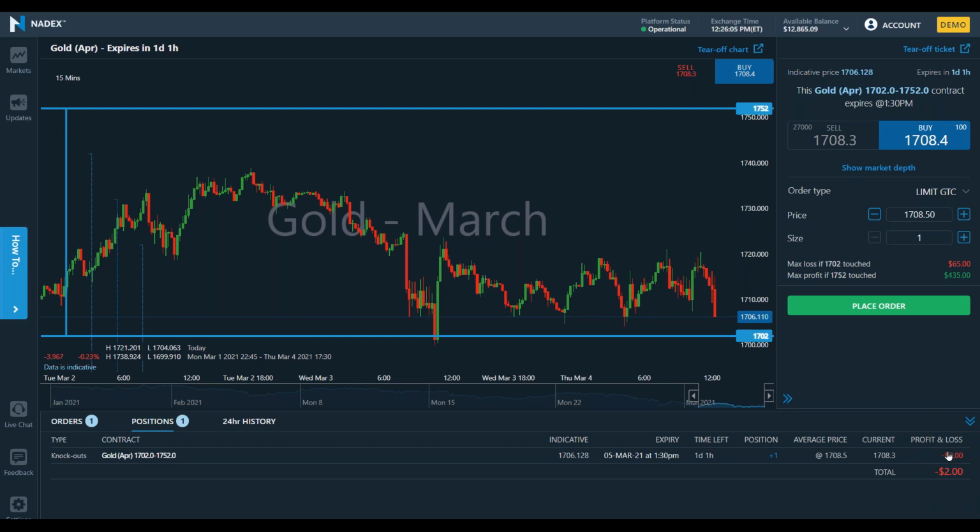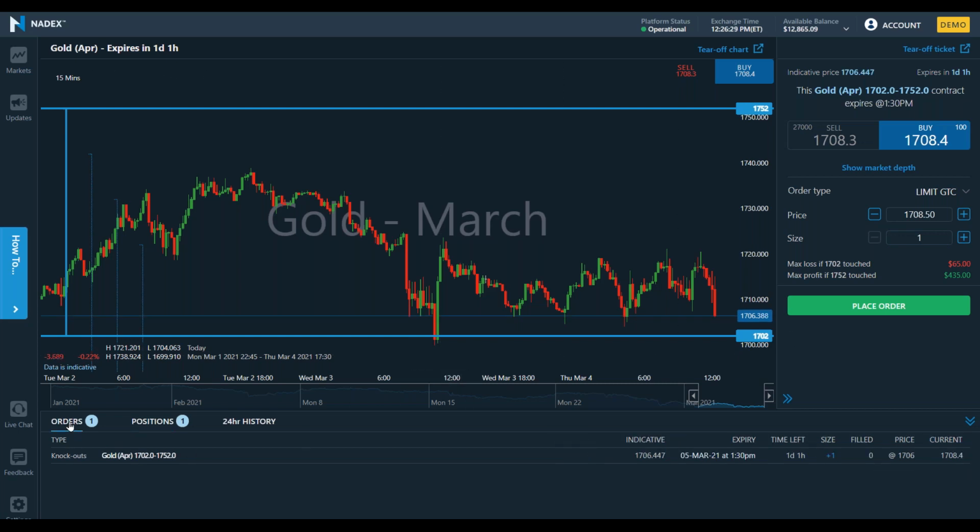I just wanted to show that some people are confused. I just traded it and it looks like I'm losing immediately. That's because it's calculating based on if I got out of the position right now at the current market price. All right, that's knockouts. I think it's pretty intuitive. If anyone's got any questions, it's nice to know that I can place a bid below the market.